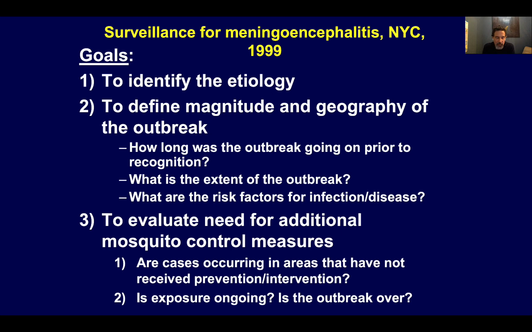I mean, this kind of thing needs to be evaluated until the outbreak is over. And so the goals of surveillance at that point were really about trying to identify new cases and evaluate whether or not there's a need for additional mosquito control measures than what are already happening.